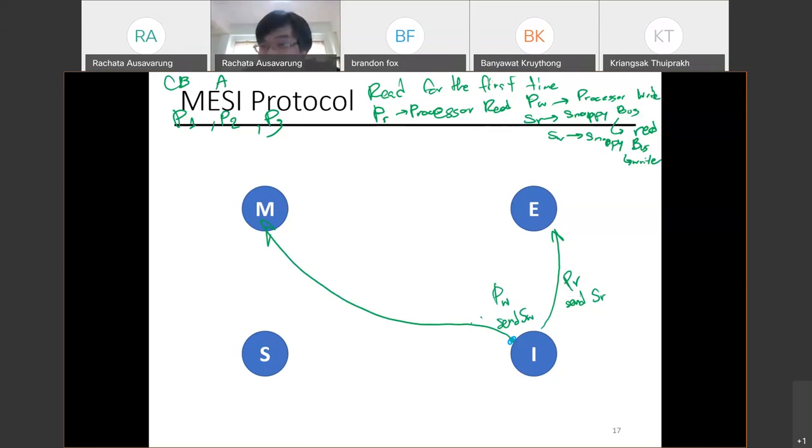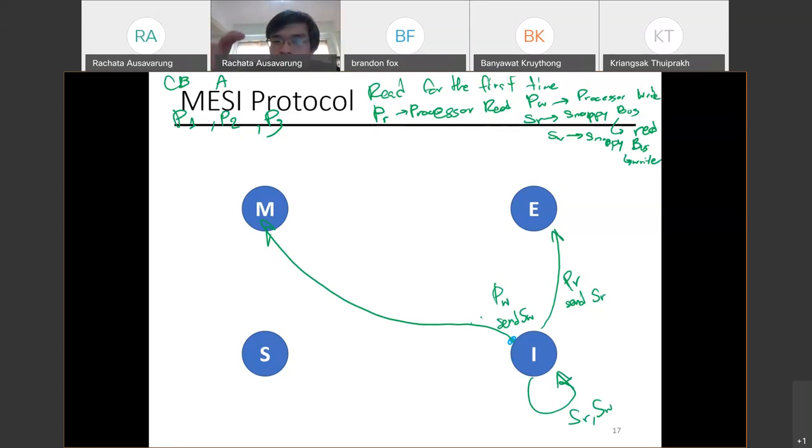And if you are invalid, if your cache block is not in the cache, and you see someone else is reading, someone else is writing, you stay at the same state, right? If you see someone else is reading or writing to that cache block, I don't care. I seriously don't care because I don't have that cache block. It's invalid anyway, so there's no point moving to any state. With me so far? Okay.